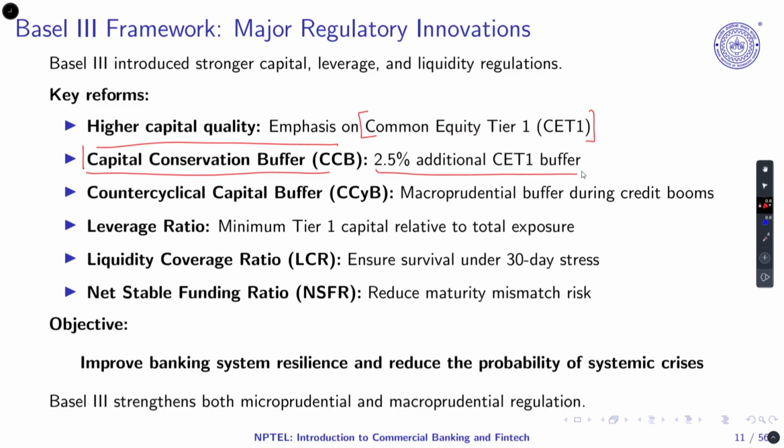Then they created something called the countercyclical capital buffer. It is a macroprudential buffer during a credit boom, which means that banks have to keep extra money with this, and they will have to keep it.